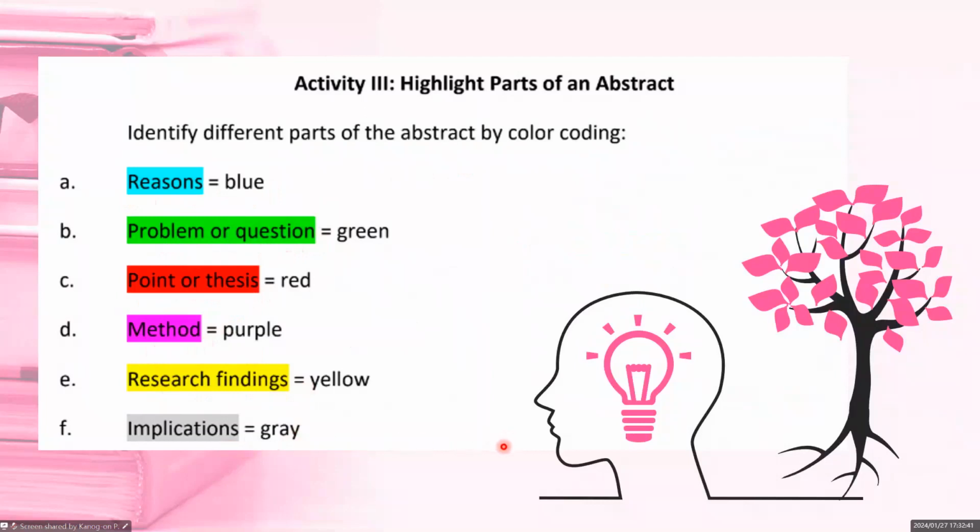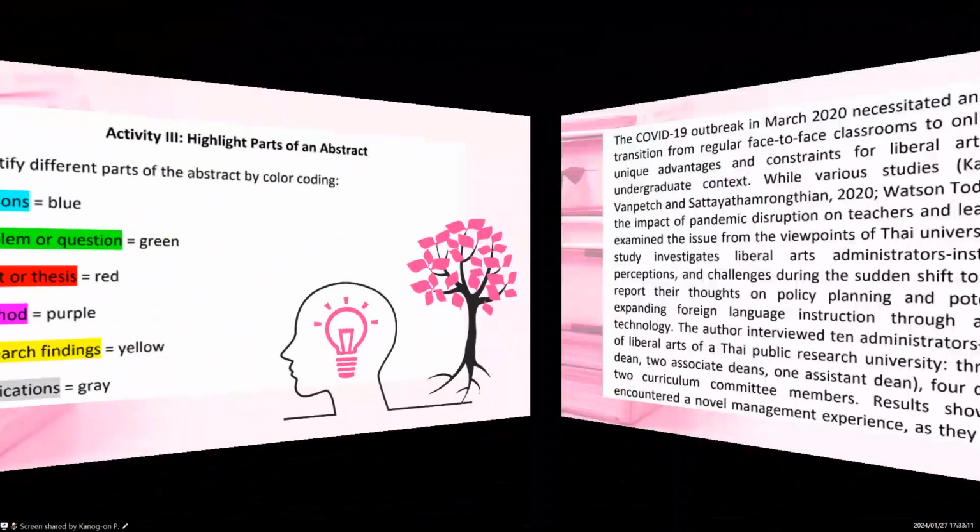Okay, so let me see here. In the first page that I opened, because the article is quite long, to identify this I need to put it into two PowerPoint slides. So in the first PowerPoint slide, you can identify reason, problems, thesis, method, and research findings, if possible, right? Okay, so here we go.